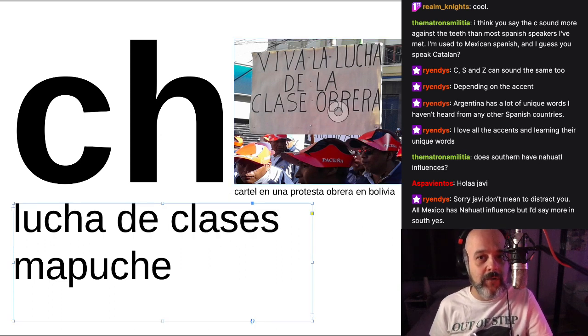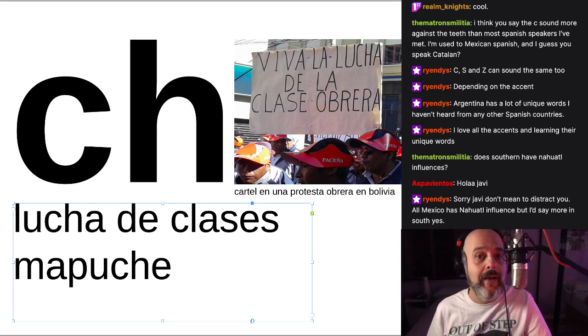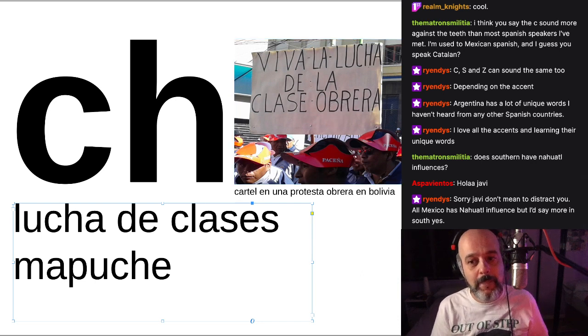As you see in the poster, in the image over here, next to the letter, it says Viva la lucha de la clase obrera, which means hooray for the struggle of the working class. La clase obrera, the working class. We can also say clase trabajadora.